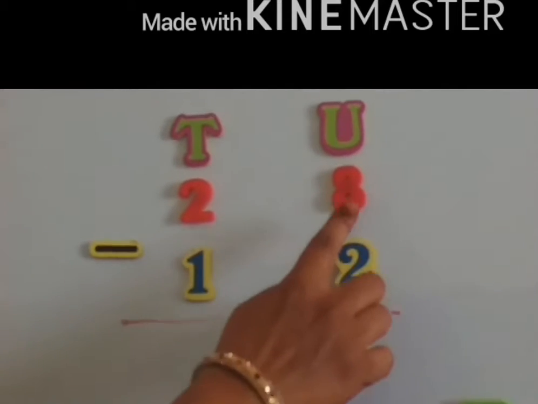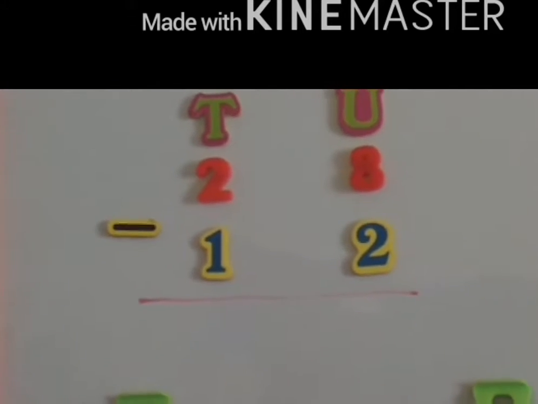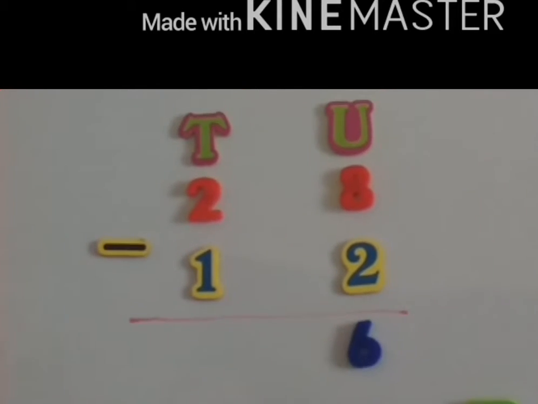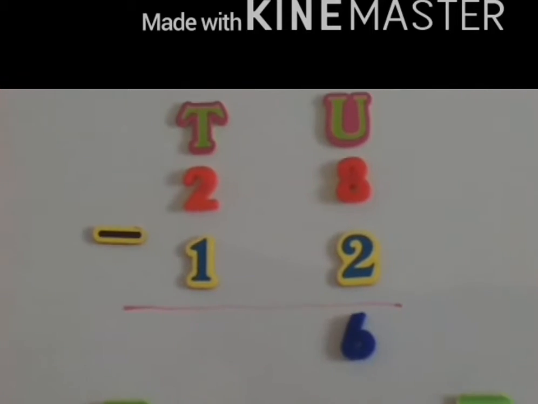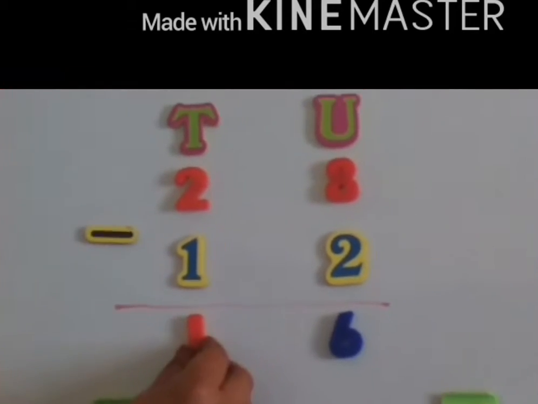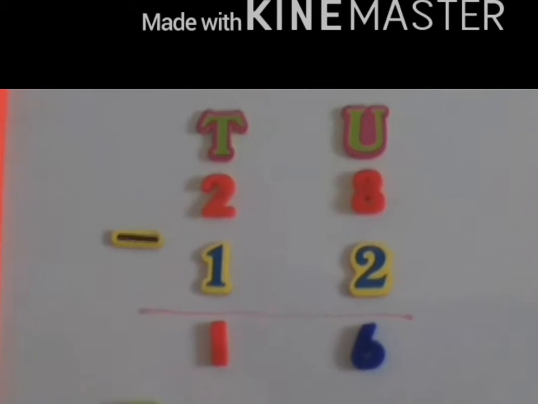Now 8 minus 2, what will be the answer? 8 minus 2, it is 6. Correct. Now 2 minus 1, what will be the answer? It's 1. So total 16 beads remain with me.